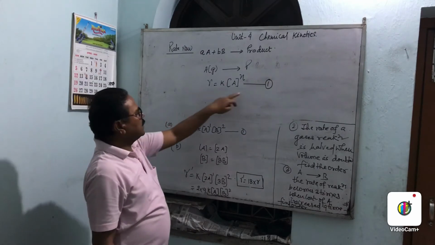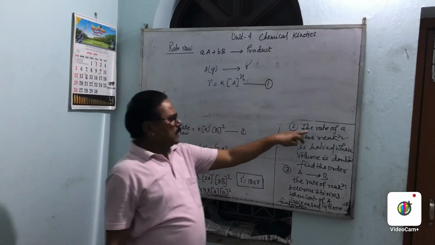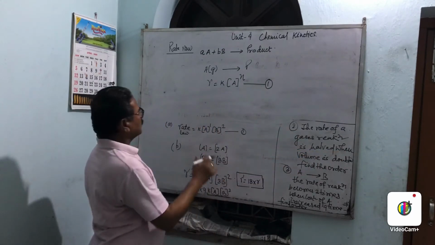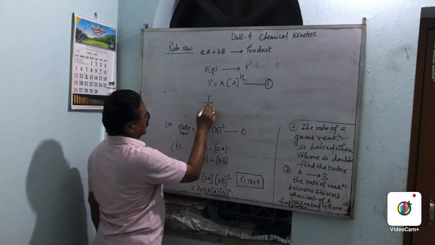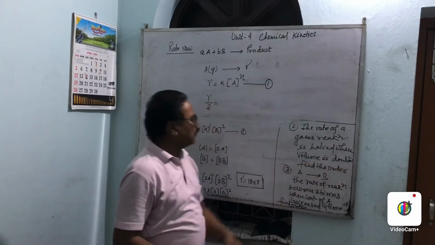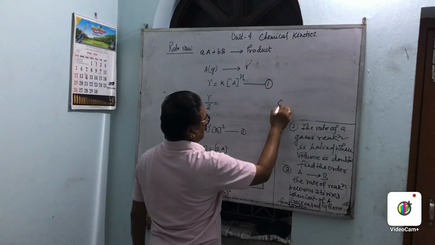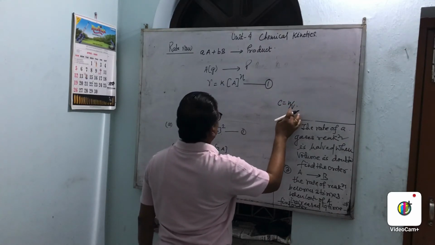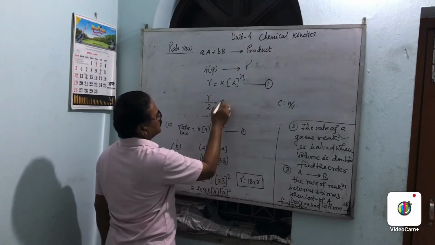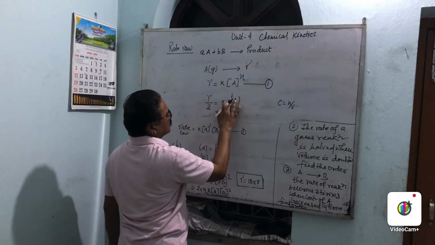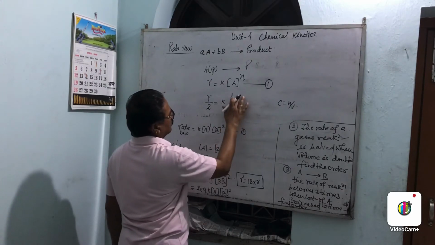Let the rate be given in such a way that the rate of a gaseous reaction is halved when the volume is doubled. Concentration C equals N by V. N by V means this term comes here, N mole, that is A, and this is A to the power N. This is C equals N by V.